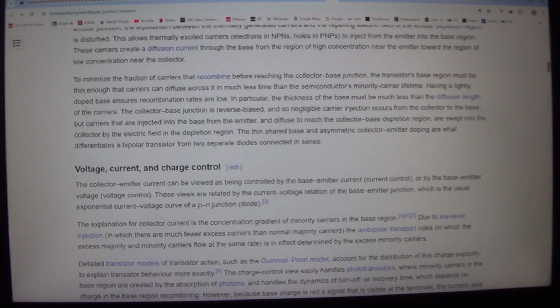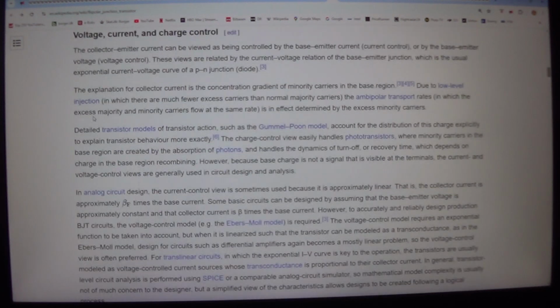The thin shared base and asymmetric collector-emitter doping are what differentiates a bipolar transistor from two separate diodes connected in series. Voltage, current, and charge control.